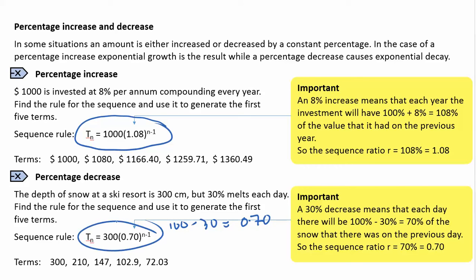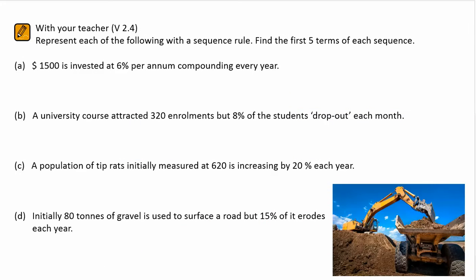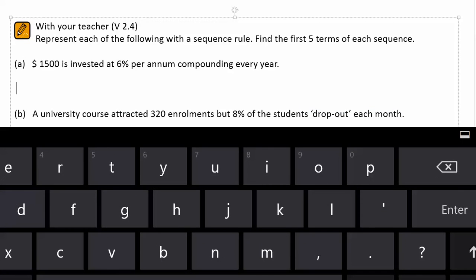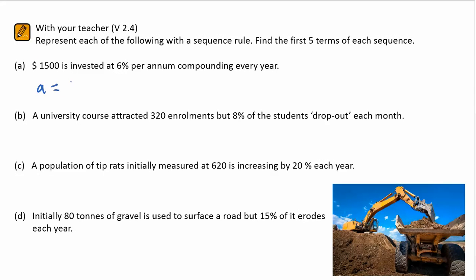Now, to do these questions, it's quite often easier just to write out the expression and then put it directly into your calculator. In this first instance, that will give us an A figure of 1500. As it's increasing at a constant amount, my R figure will be 1.06. So my sequence equation, Tn, is equal to 1500 times 1.06 to the power of n minus 1.